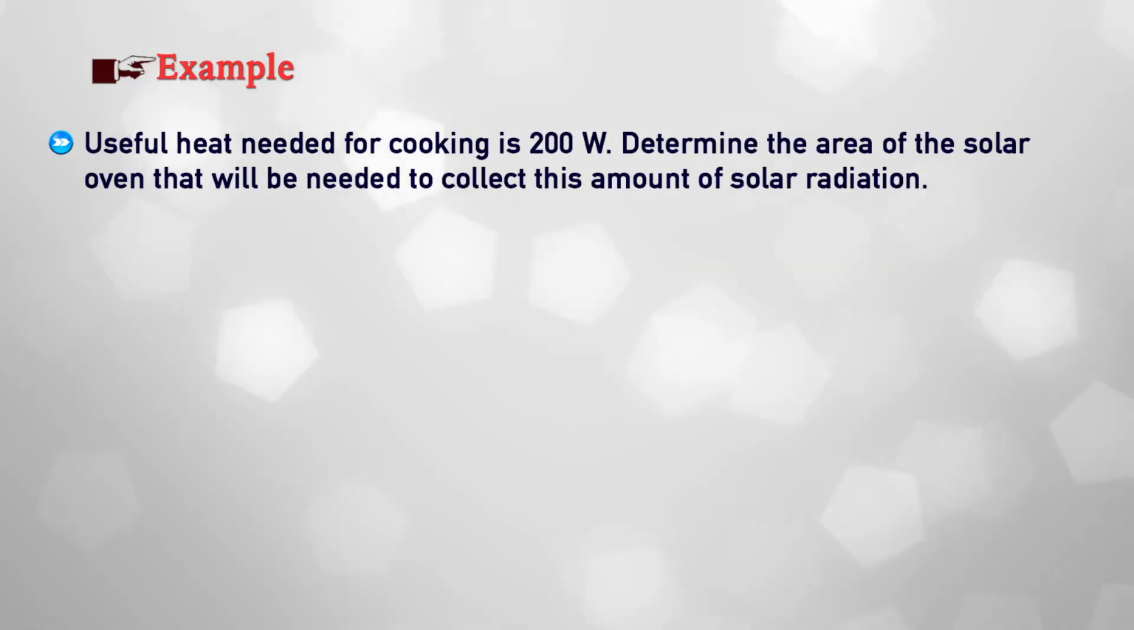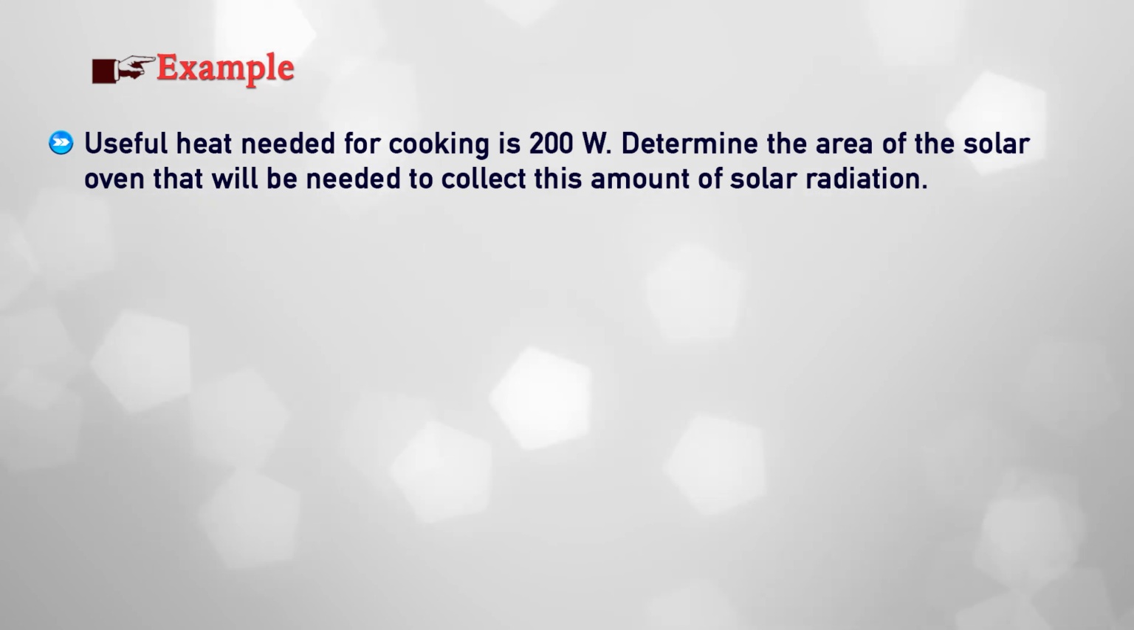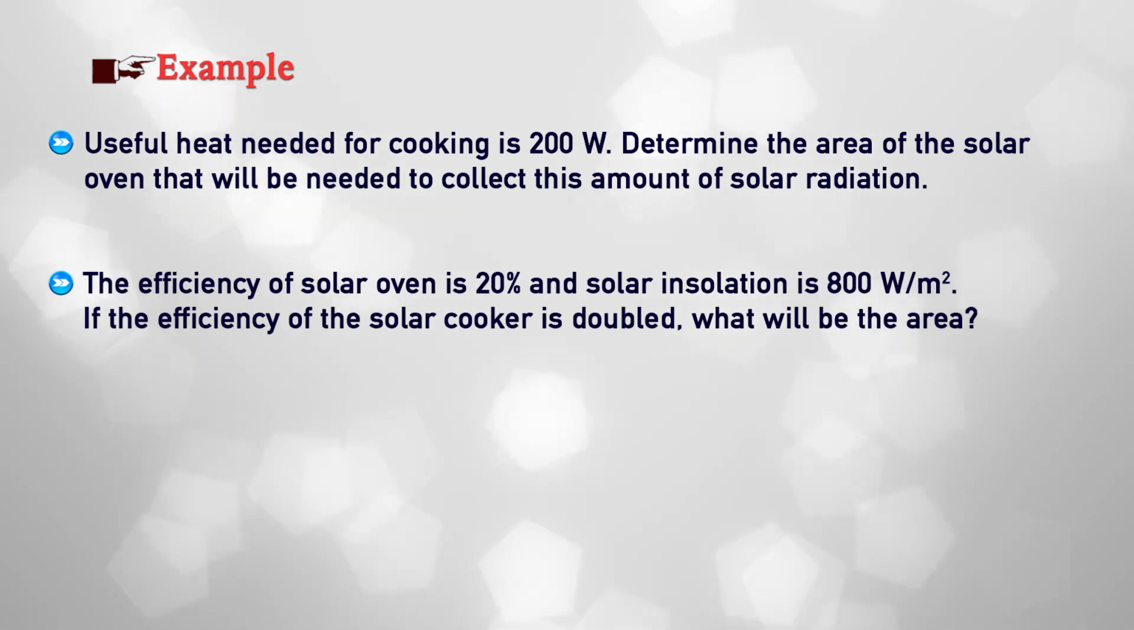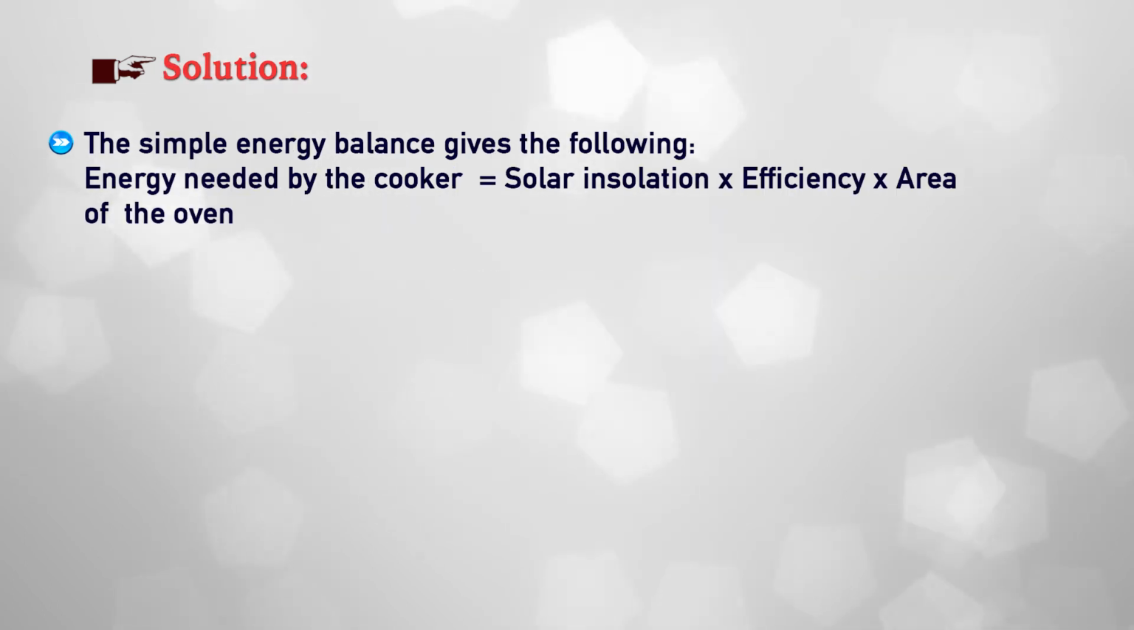Now we will discuss one example on the basis of the solar cooker. Here you can see that the useful heat needed for cooking is 200 watts. You have to determine the area of the solar oven that will be needed to collect this amount of solar radiation. The efficiency of the solar oven is 20% and solar insolation is 800 watt per meter square. If the efficiency of the solar cooker is doubled, then you have to find out the area required. So here you can see the solution.